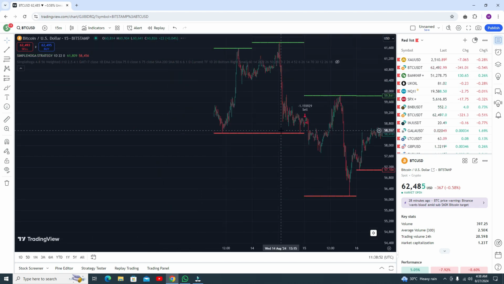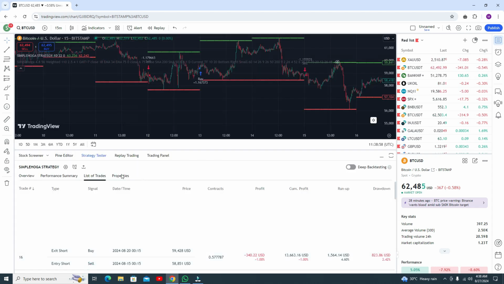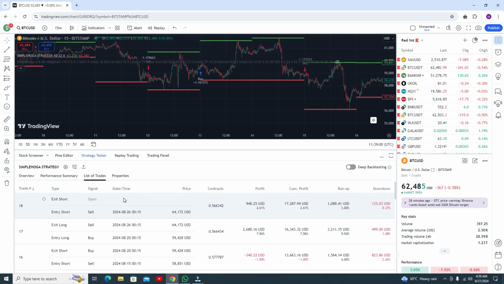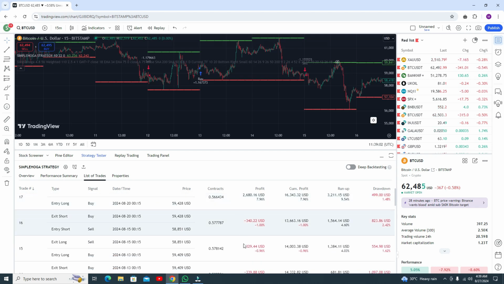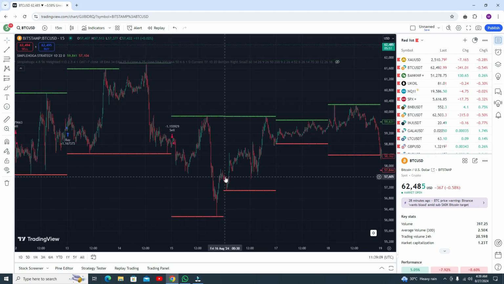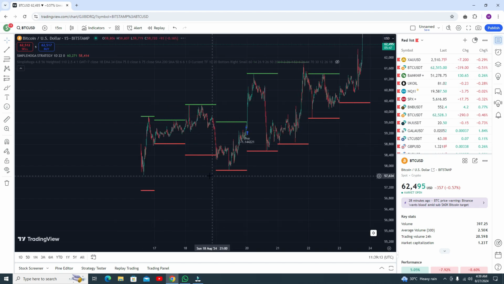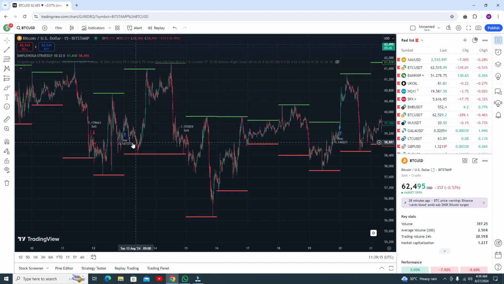Let me show you, we got 3 consecutive trades in loss. First, go to the strategy tester and list of trades. You can see these 3 consecutive loss trades. Okay, and I need to show you where the 3 trades are. Now the first one lost trade, the second one lost trade, the third one lost trade. Yes, 3 consecutive lost trades.